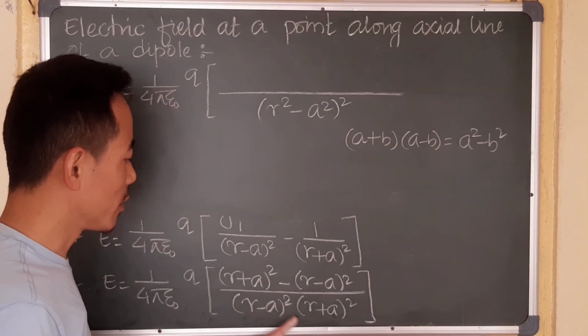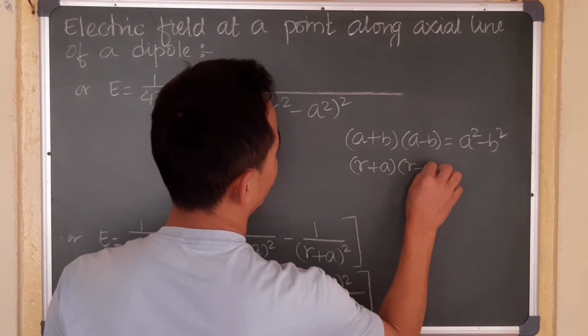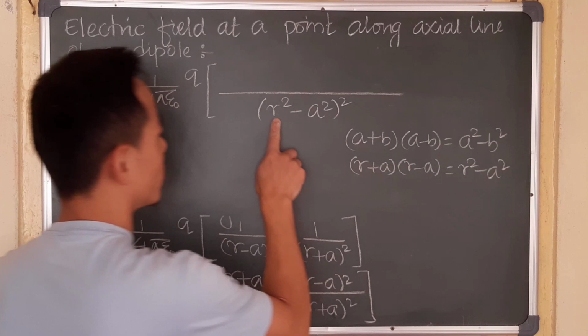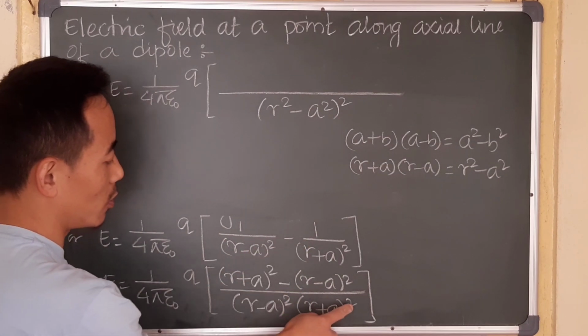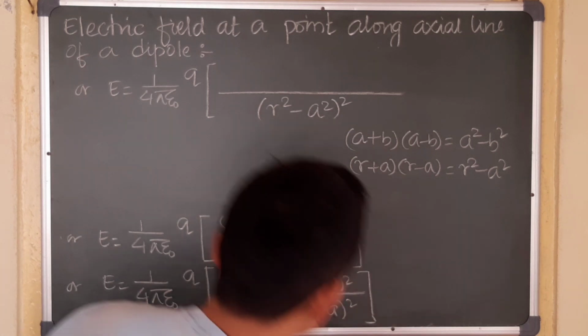If you compare it with this one, then we have r plus a, r minus a can be written as r square minus a square. That's what we have written here, and this has whole square in both the terms, so this whole square. I hope this is clear.